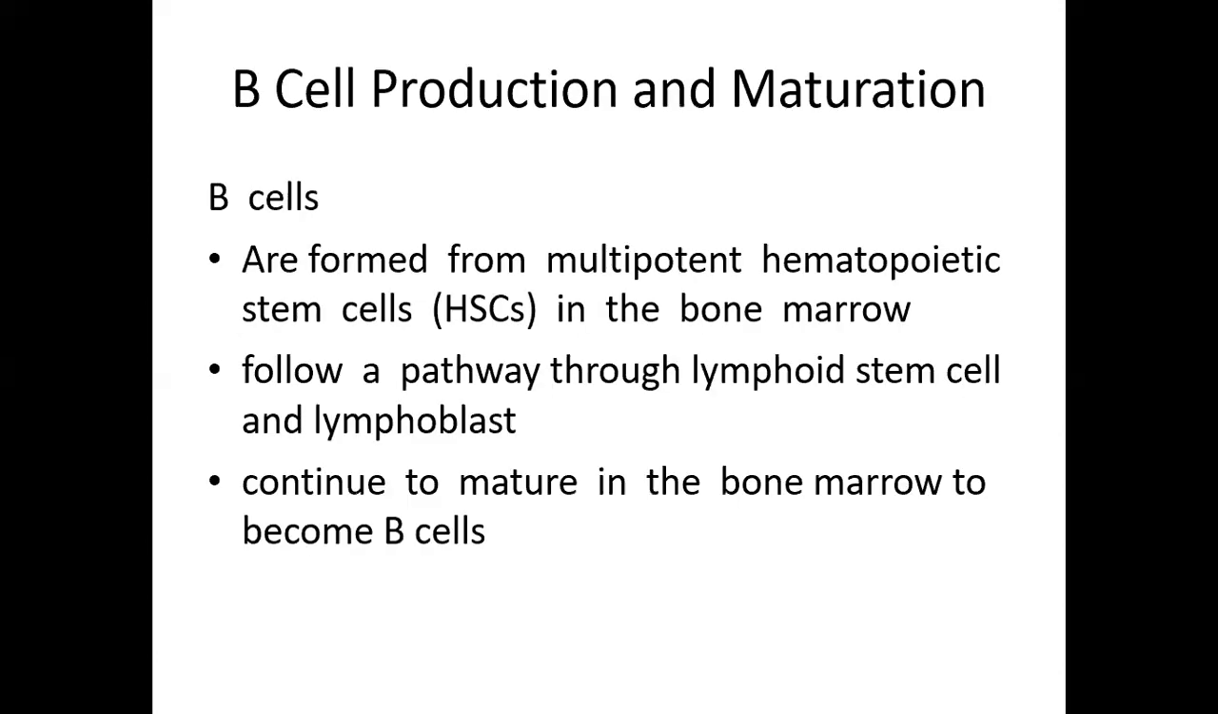Okay, let's discuss B cell. B cells are formed from multipotent hematopoietic stem cells in the bone marrow, as all cells of the immune system. B cells follow a pathway through lymphoid stem cell and lymphoblast. B cells continue to mature in the bone marrow to become B cells.